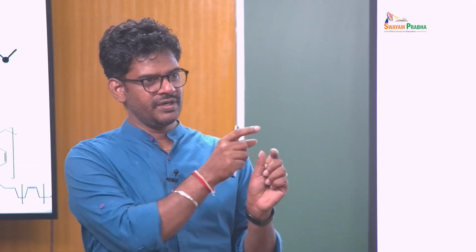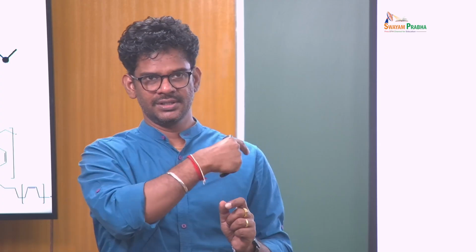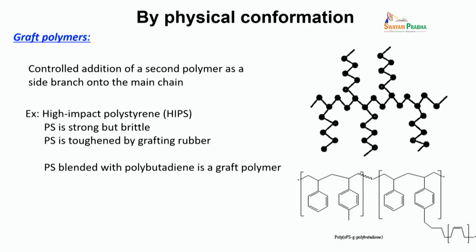So, the difference between the previous one and this one is that in the previous case, the side groups are shorter elements. In the grafted polymer, each side chain is a polymer of a different kind. Okay. So, I have given one example here. We have a polystyrene polymer, and then once in a while we also attach on the side group a polybutadiene. Okay. So, polybutadiene is a rubber.